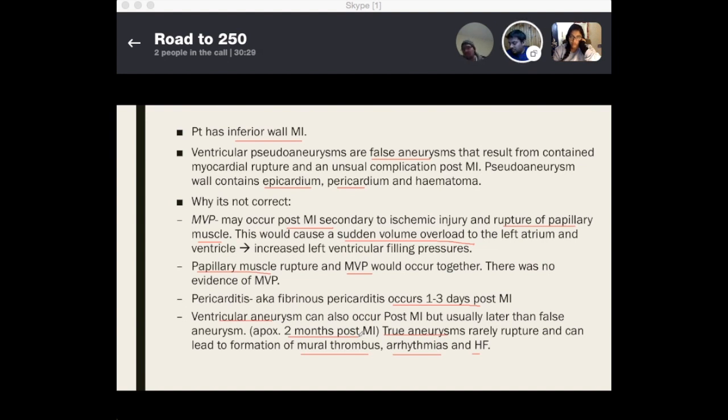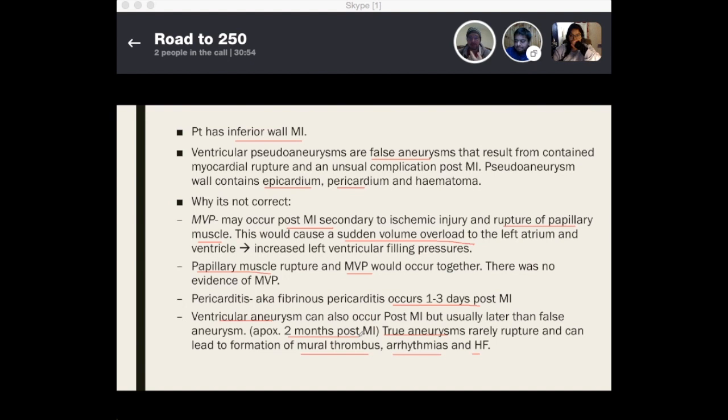What is the other thing that we're worried about several weeks to months after an MI? What's that syndrome called? Dressler Syndrome. Correct. So in that case, those occur later. So that could be another question that you can get. So any questions about this question?